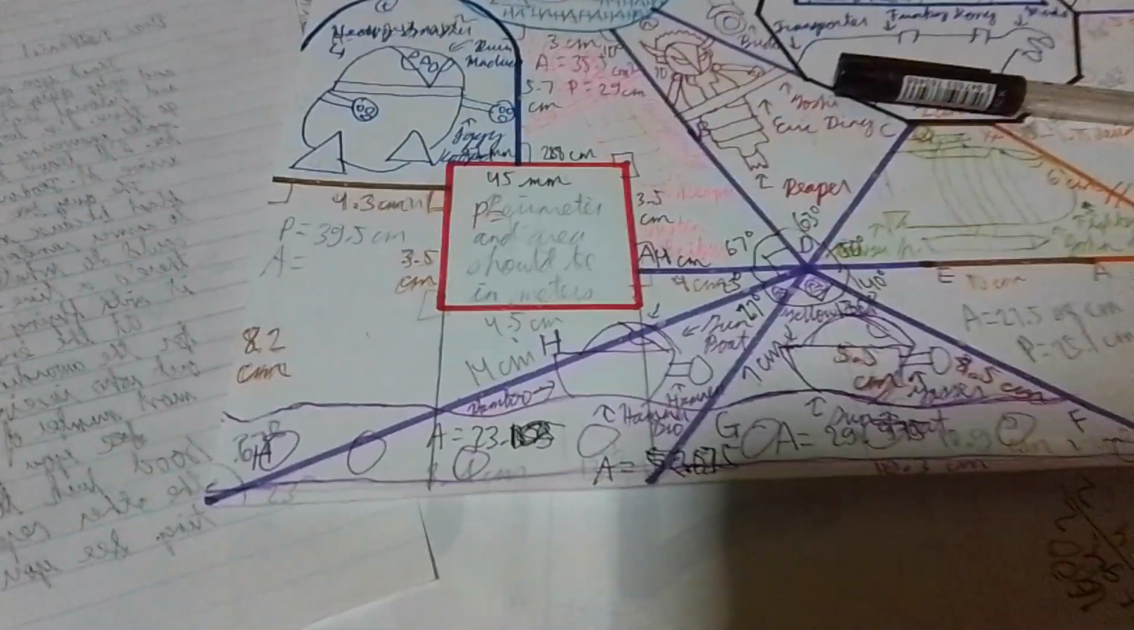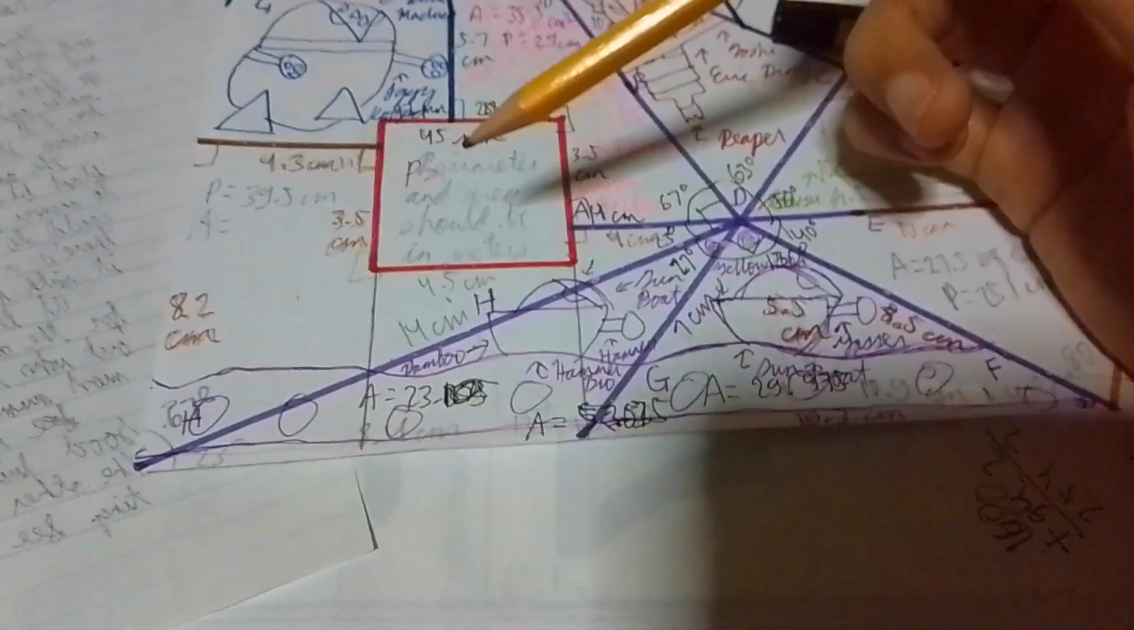First, let's get the dimension. Remember, this one is 4.5, right? And then, we know that the entire height is 8.2. Kaya lang, we may have a problem. If we know that this is 3.5, what should be the measure of the other? If your answer is 4.7, you are correct.